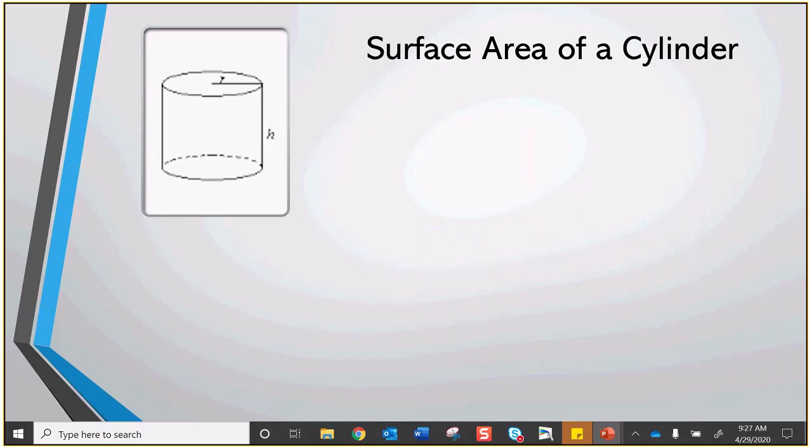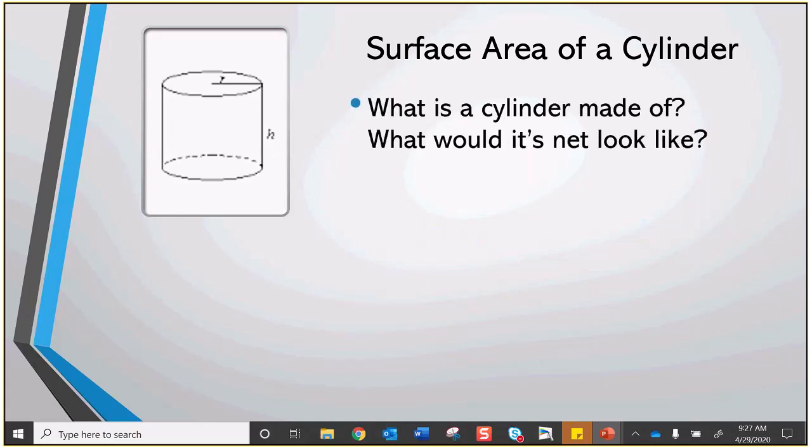So when we look at a cylinder and we think about what it's composed of, so what is a cylinder made of in its surfaces? Think about how a rectangular prism is made up of 6 rectangles. So what is a cylinder made of, or what would its net look like if you tried to cut this open or unwrap it and lay it out flat? Does anybody have any ideas?